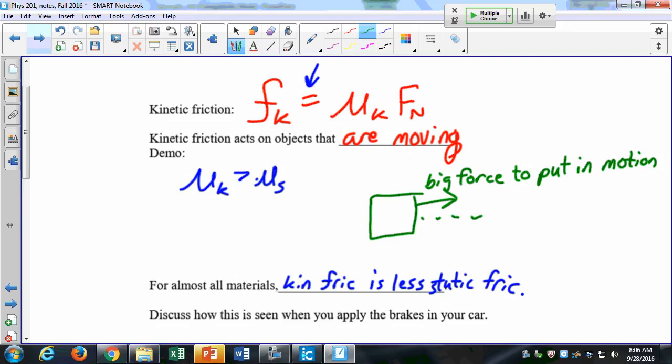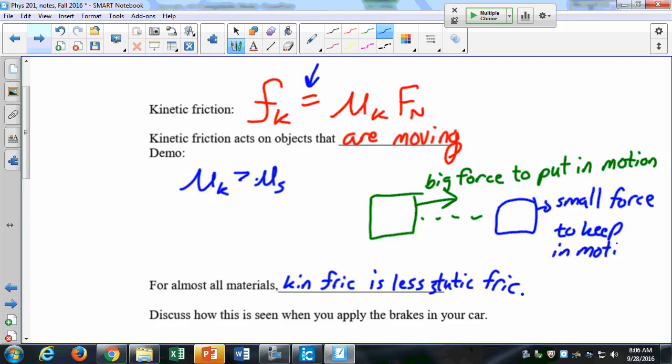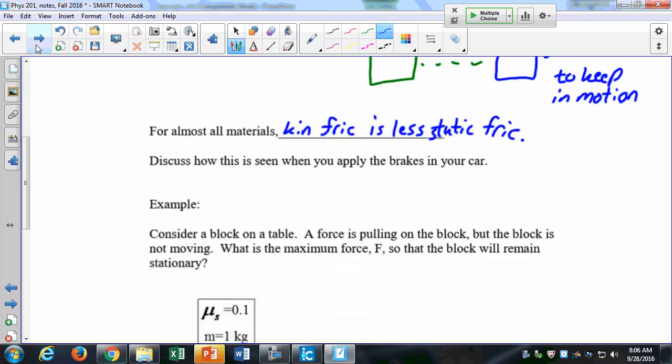But then, after I get the object in motion, I just need a small force to keep it in motion. Almost always, our static friction is bigger than our kinetic friction. You can try this when you leave today, when you leave campus.